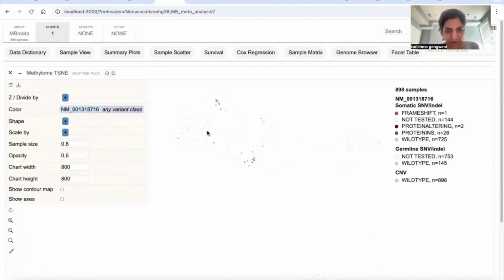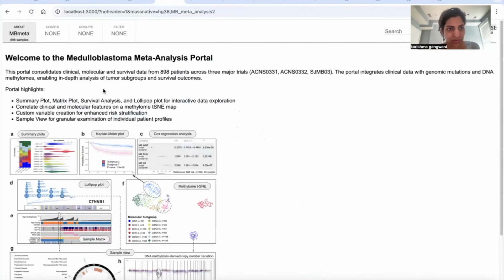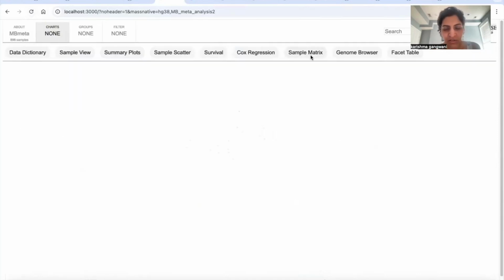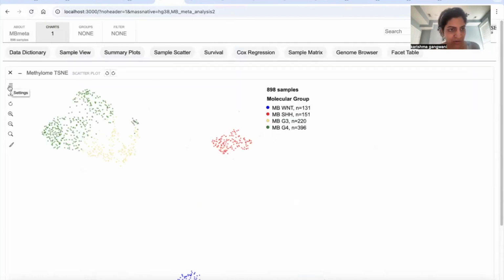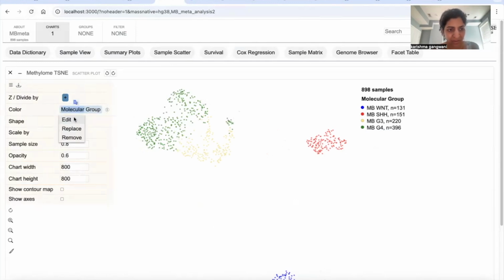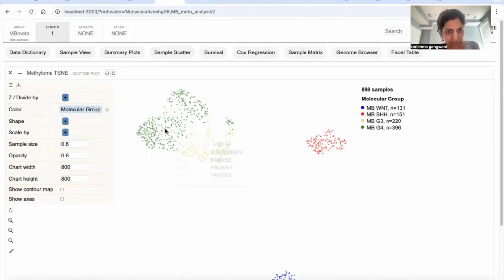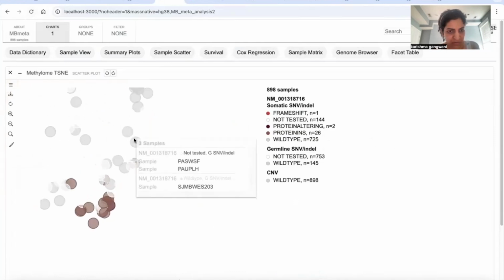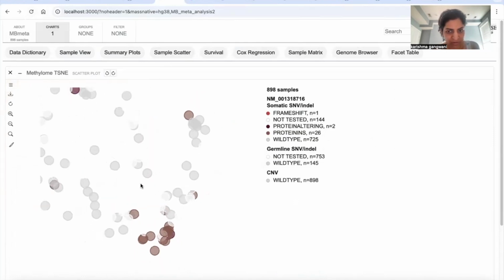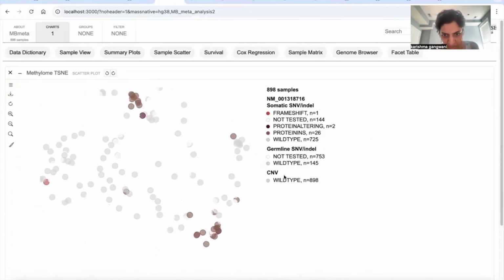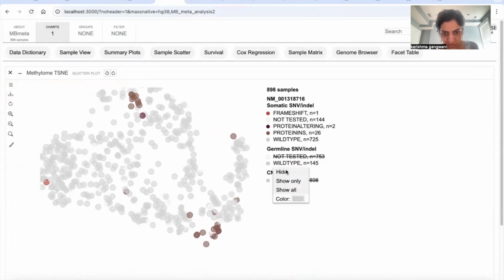So I have already opened this and I can just redo this again. So again, going back to charts and then selecting a scatter plot, which is your methylome piece name. Now, instead of coloring by molecular group, we're going to color it by the mutation, which is KBTPD4 itself. And then once we have that, we can zoom in to see. What I'm going to do is hide the CNV wild type, also the germline mutations, and also the not tested.